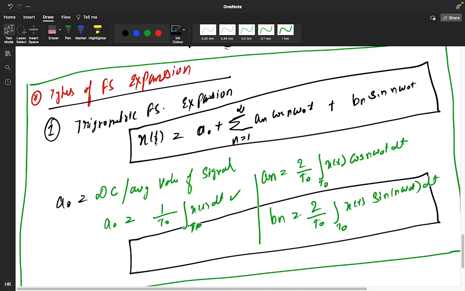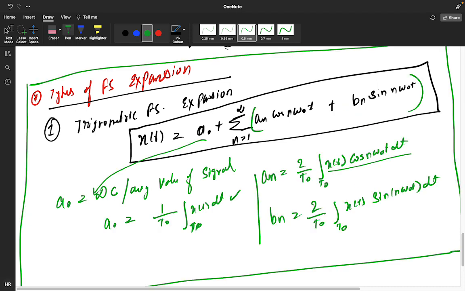Trigonometric. So x of t is a naught plus summation n equals 1 to infinity, with everything in the bracket: an cos n omega naught t plus bn sin n omega naught t. So what is the meaning of a naught? A naught is the DC value, the DC value that you get in the signal. And an is 2 by t naught integral of x of t cos n omega naught t dt. And bn will be 2 by t naught integral of x of t sin n omega naught t dt. So this formula you need to remember.